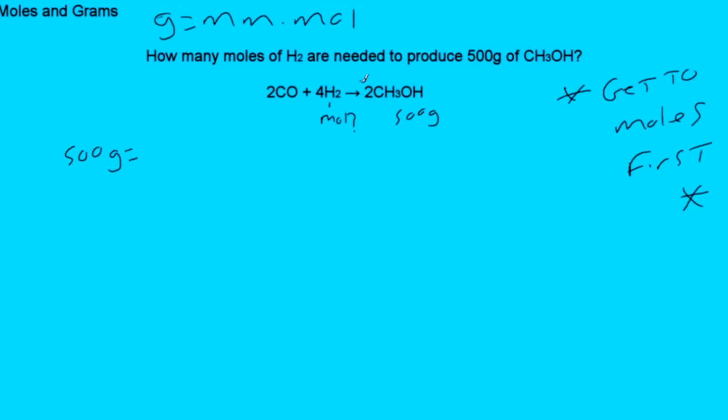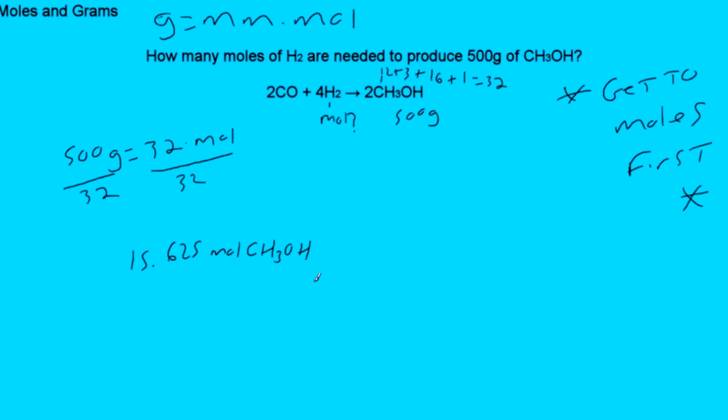So we need the molar mass of CH3OH. Let's see, we have 12 plus 3 plus 16 plus 1. This comes out to 32. That's the molar mass of CH3OH. So here we go. Grams equals molar mass times moles. Let's solve for moles: 500 divided by 32. Remember, you want to divide by the side where your unknown is, because you want to get it alone. This comes out to 15.625 moles of CH3OH. So all we did was convert 500 grams to 15.625 moles.